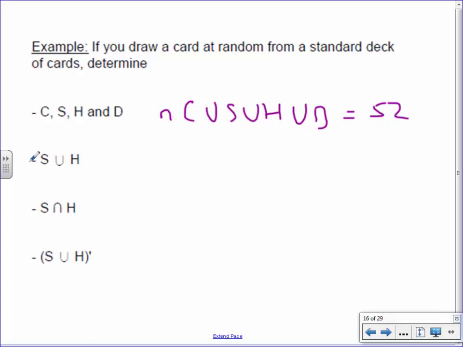So if I were to ask you for the number, let's do it this way here, the number of spades or hearts, how many cards are there that are either spades or hearts? Say that louder. Explain yourself. Yeah. Or another way of looking at it is there's 13 spades and there's 13 hearts. Yeah. How about this one here? What about the number of S intersect H?